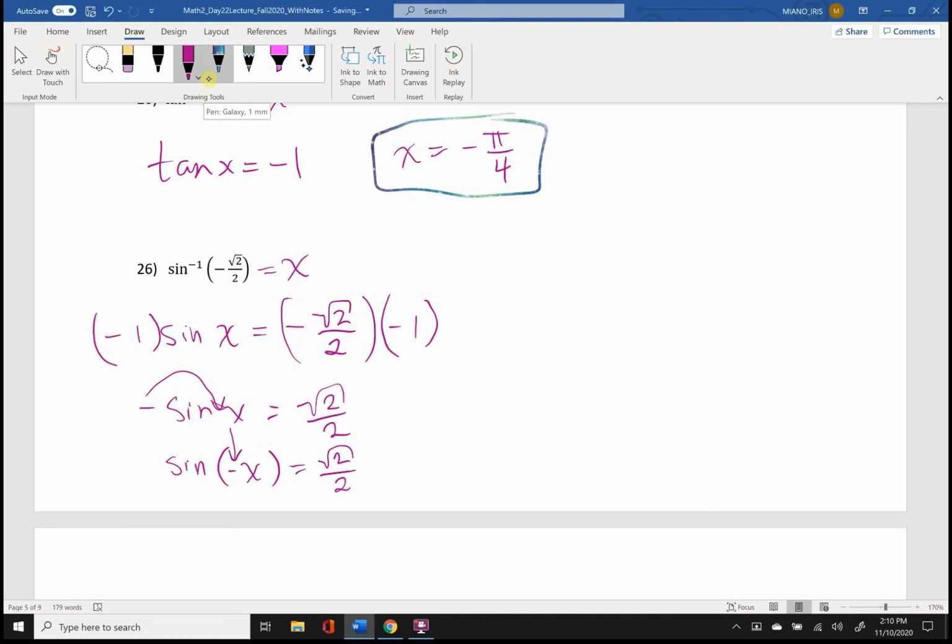So under normal circumstances with no negative sign inside, I would say sine of x equaling root 2 over 2, x would equal pi over 4. But wait, it's negative. So slap on a negative sign there. And that's more or less a similar thinking that I did over here for the tangent of x. So hopefully that makes some good sense for us there.